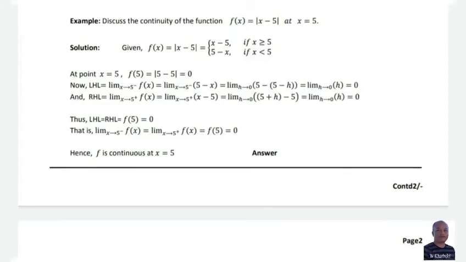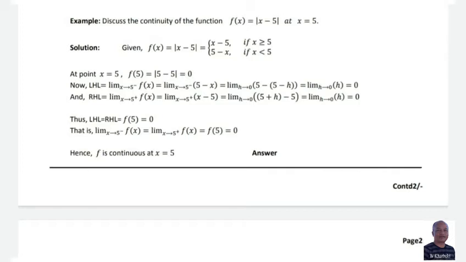So class, now let us learn about the continuity of a function. For example, here on the screen you have a function f of x equal to the modulus of x minus 5, and you have to check the continuity of the function at x equal to 5.